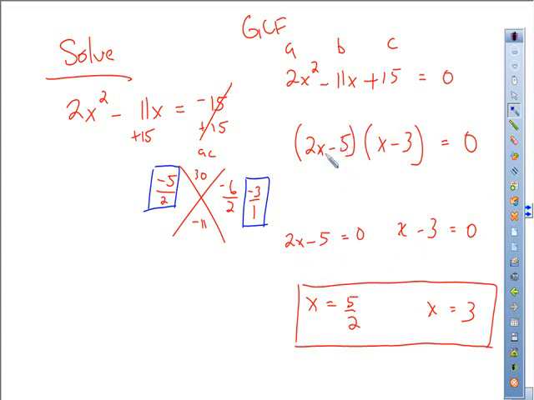Okay? If you want to, you can always set up the factors and set them equal to 0, just to be on the safe side. But basically take these opposite signs and you're done. Okay?